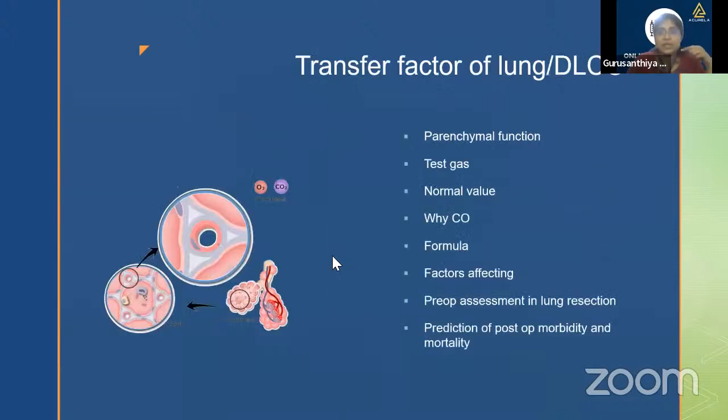Another question which was asked is the transfer factor or DLCO. This also was discussed extensively in the previous lecture. Whenever something is asked, you tell them what it is, what it is done for, what is the test gas used, what is the normal value, what are all the factors affecting. The point you have to write extra is how it is useful in the preoperative evaluation of lung resection and also how it predicts the postoperative morbidity and mortality in such cases.